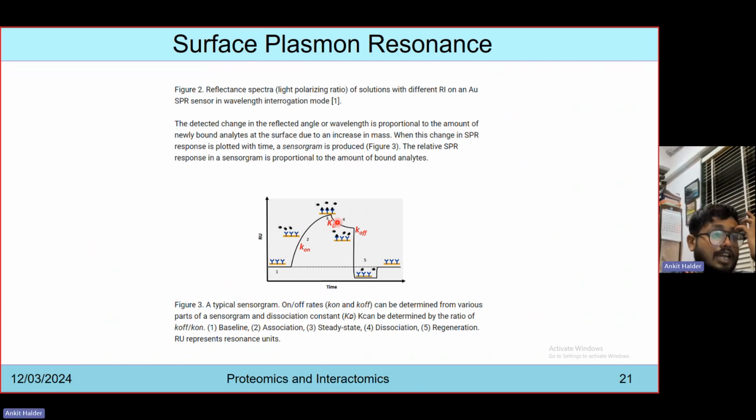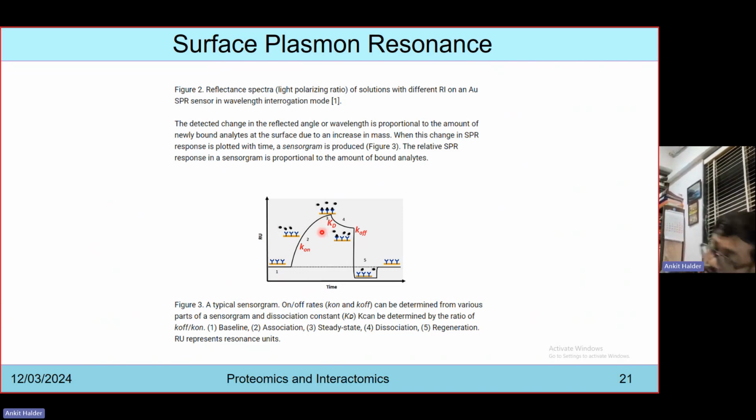The response is plotted with time and a sensogram is produced. The signal is proportional to the amount of bound analytes. On and off rates: Kon is association, Koff is dissociation, and Kd is equal to Koff by Kon. Number 1 is baseline, 2 is association, 3 is steady state, 4th is dissociation. Steady state means there is no increase in the changes in the refractive index, though there is a change in the analytes.